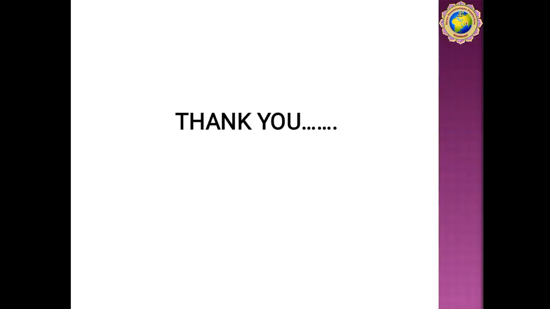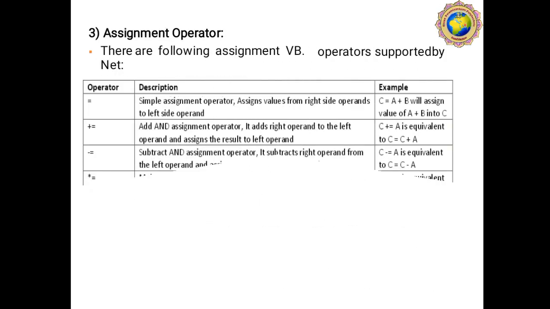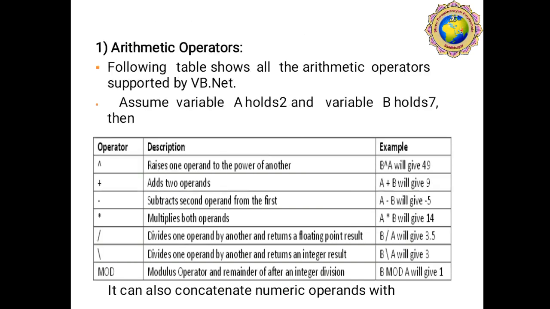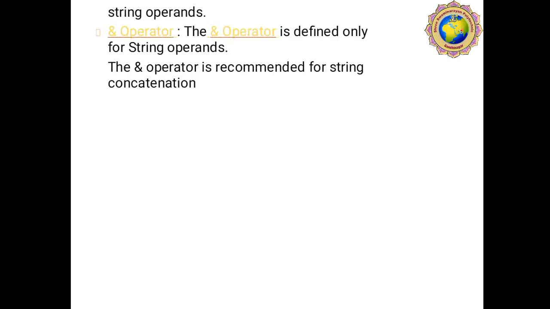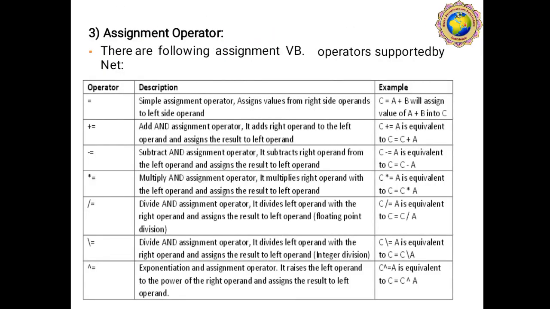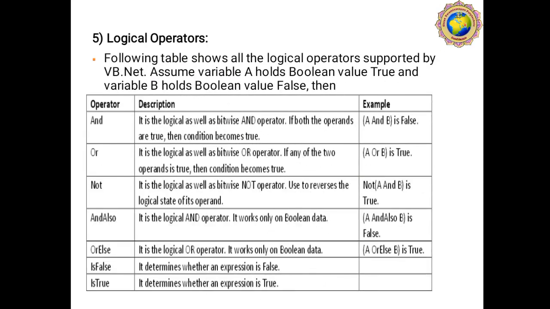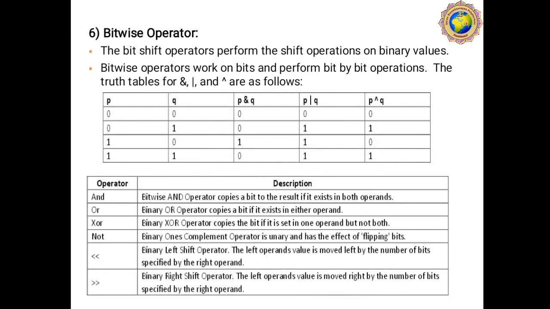Dear students, I hope you all easily understand the operator concept for the Visual Basic .NET programming language. Once again, revise all the operators: first arithmetic operators, second the AND operator meaning the concatenation operator, assignment operators, comparison operators, then logical operators, then bitwise operators. Okay, thank you.